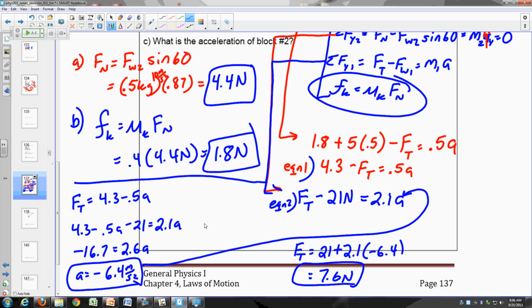Yeah, and block 2's acceleration should be positive since it's going up the y-axis. It's not going up though, right? Because of the way we draw our coordinate system. And block 1's going down. No, they're both going in the negative direction.